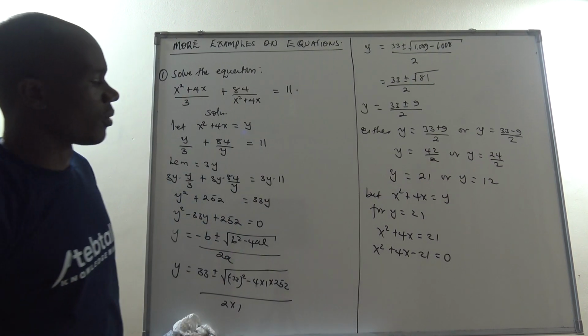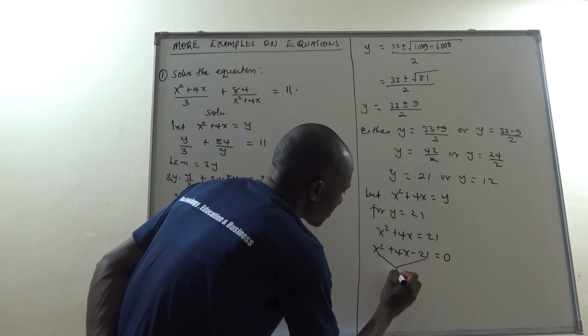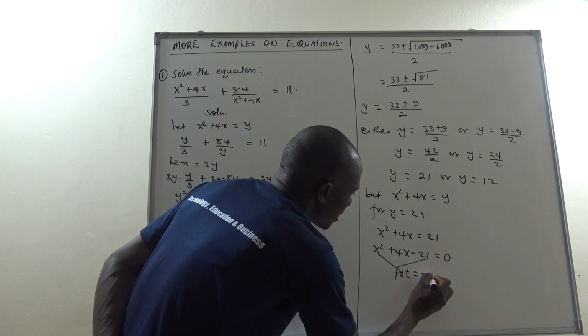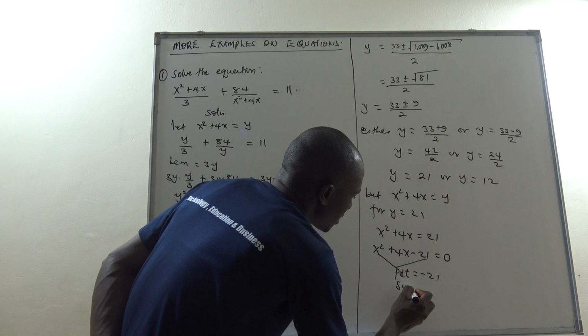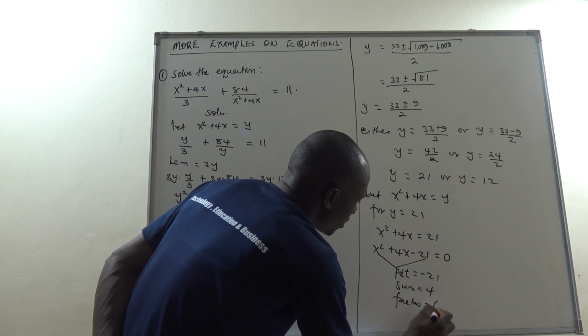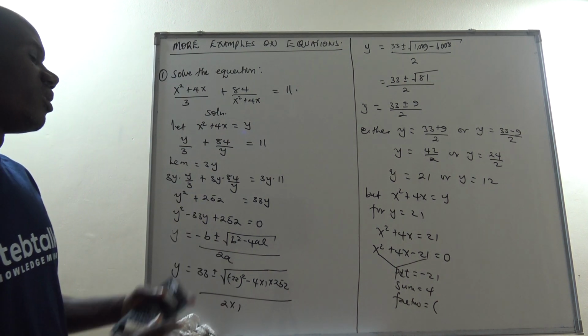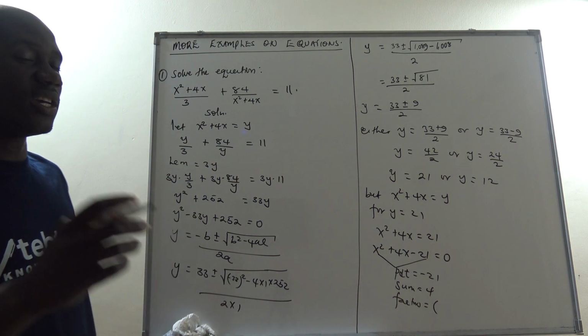So can we look at the product? Can we use the factor method? We look at the product. So our product is negative 21 and the sum equals 4. We look at the factors. Think of two numbers. When you multiply them, you get negative 21. And when you happen to add, you are getting a 4.